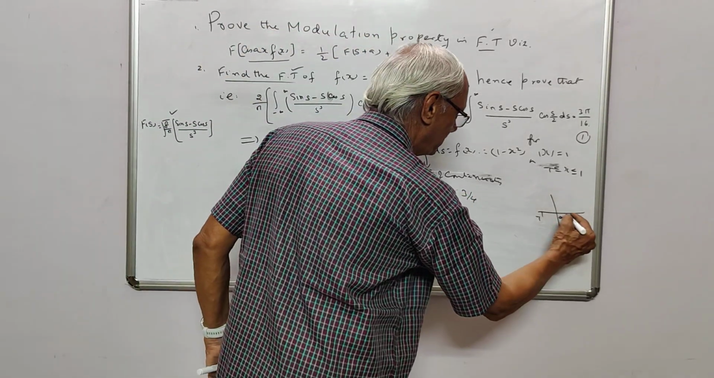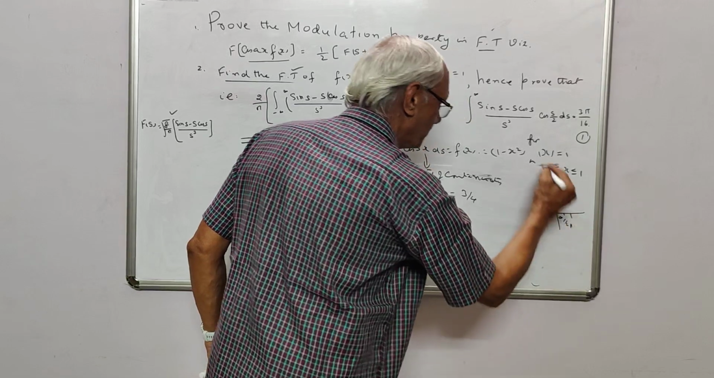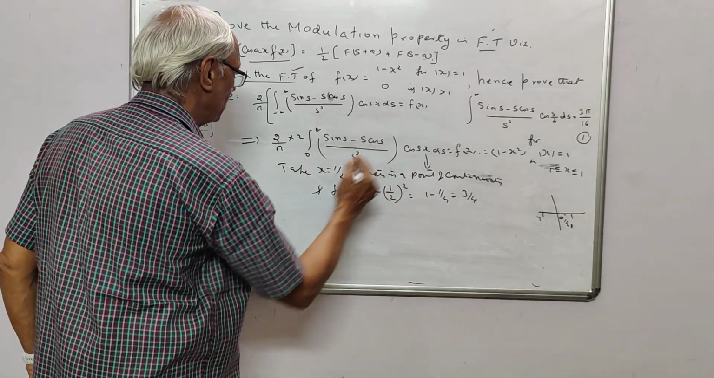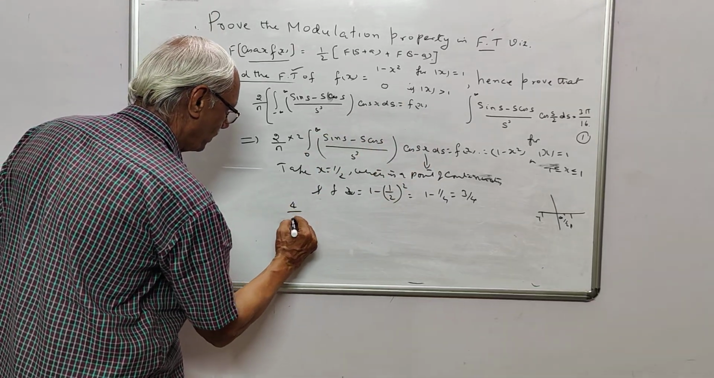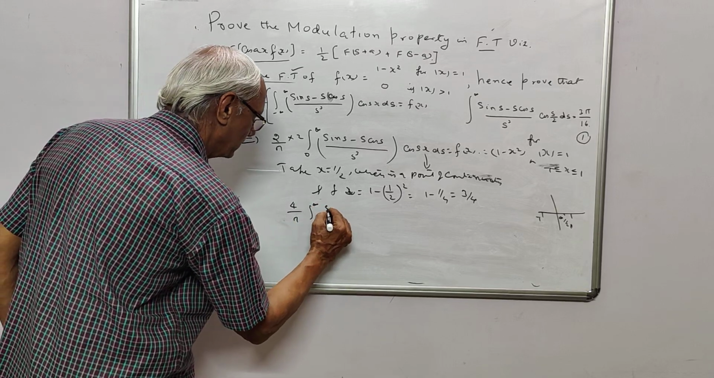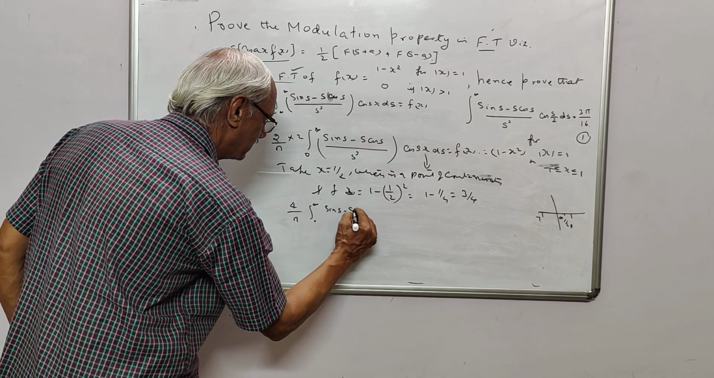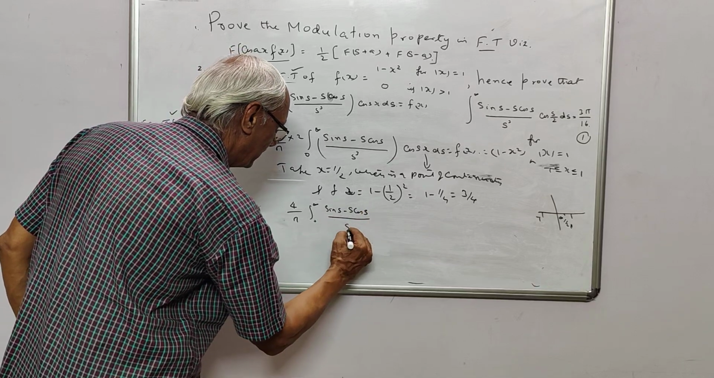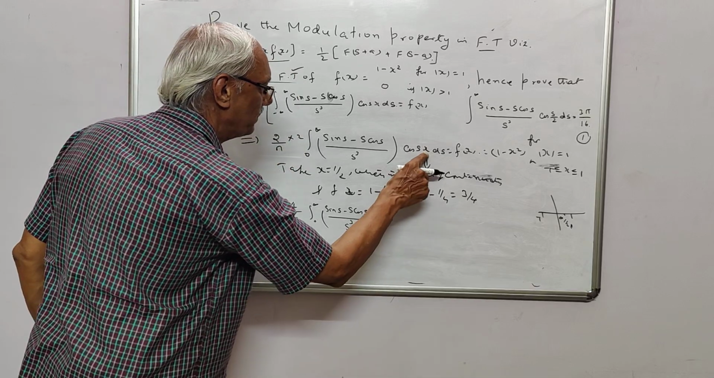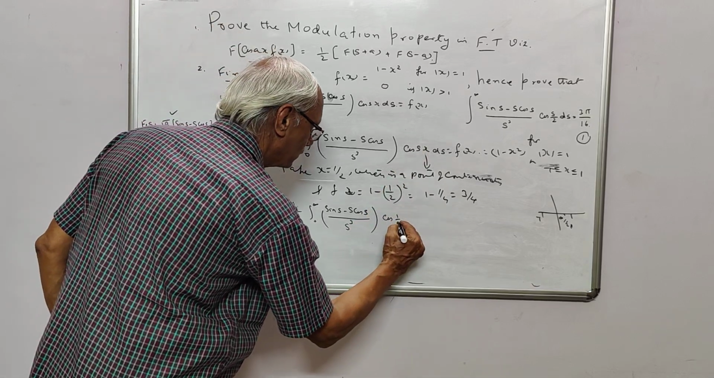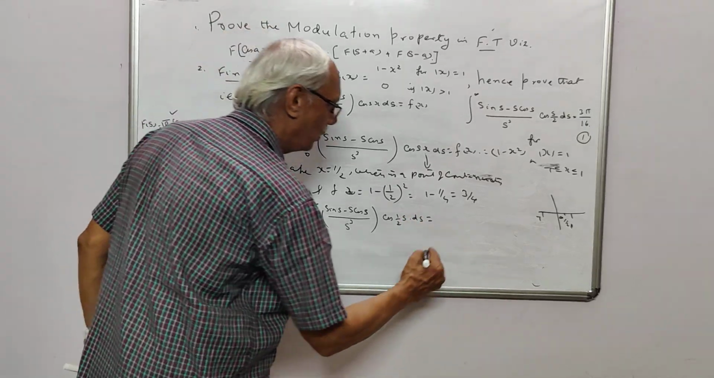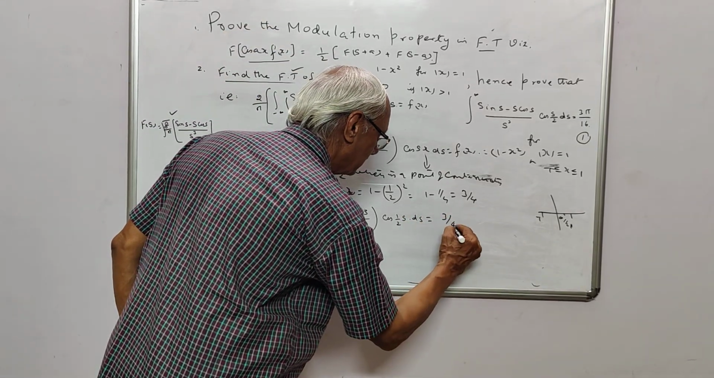So at this place what happens here? At half the value of your f of x will be what? 3 by 4. Now substitute here, what is that you'll get? It is 4 by pi into 0 to infinity of sine s minus s cos s divided by s cubed into cos, in the place of x you put half, so cos of s by 2 into ds is equal to what? In this place you can write it as 3 by 4.